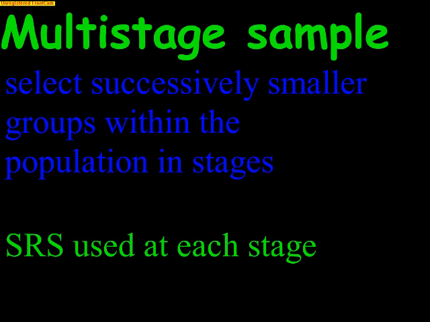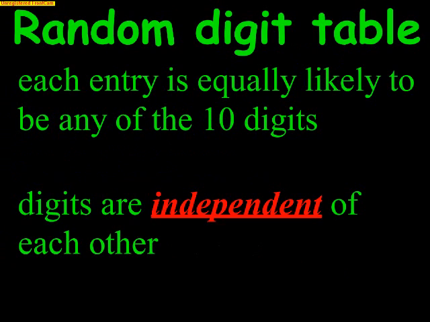So I'm going to talk about one quick word, and then I'll close out this video, and in the next video we'll talk about different types of biases and different types of responses. The last thing we're going to talk about is a random digit table. I handed these out the first week of school, and just so you know, each entry is equally likely to be any of the 10 digits. The 10 digits are what we use to form numbers. Digits are 0 through 9. They're independent of each other. That means one number does not influence the outcome of another number.